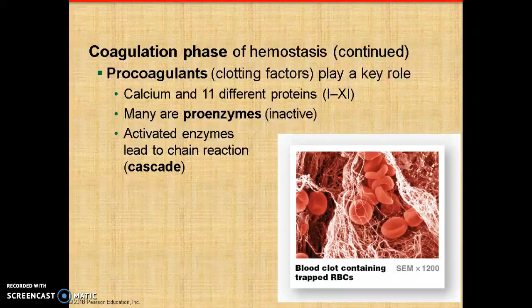The coagulation phase also involves some other enzymes, and calcium's required, and look at this, 11 different proteins, and they are numbered with Roman numerals 1 through 11. So there's quite a lot going on in this coagulation phase of hemostasis, and basically we skip it all.